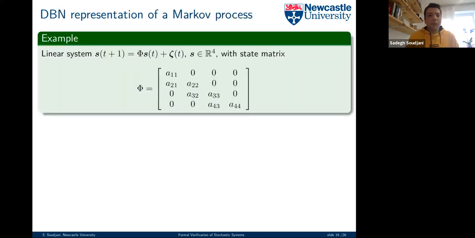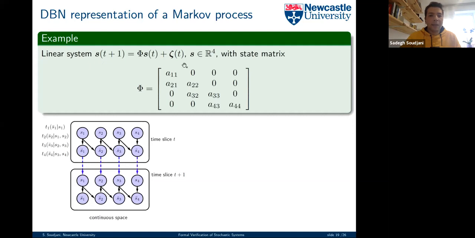Okay, so now I will discuss how a Markov process can be represented by a dynamic Bayesian network, but with continuous variables. Again, consider the linear dynamical system in 4-dimensional Euclidean domain, and suppose the state matrix phi has this kind of structure. Most of these elements are 0; only the diagonal elements and the ones right below the diagonal are non-zero. So we can encode such a Markov process with a DBN.